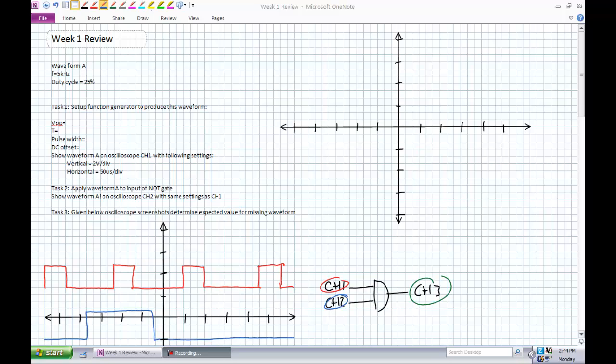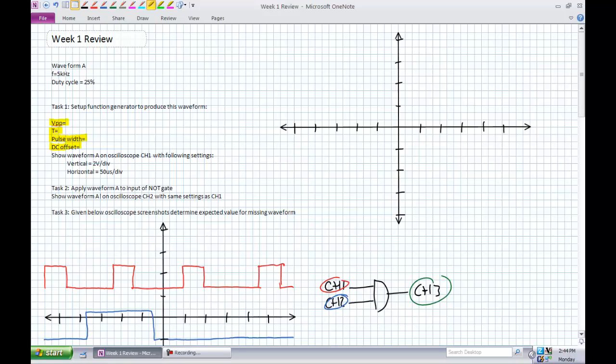Waveform A. It's got a frequency of 5 kilohertz. It's got a duty cycle of 25%. I want you to set up the function generator to produce this waveform. I'm asking you, give me what the voltage peak to peak is, give me what the period is, give me what the pulse width, i.e. the on time is, and if you should put in a DC offset.